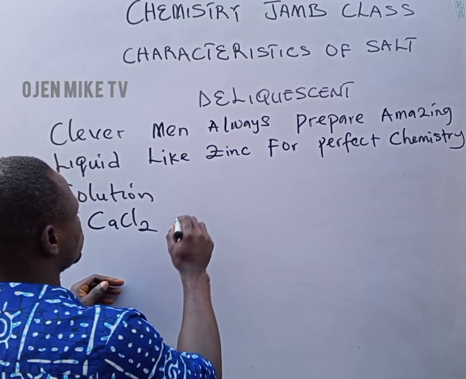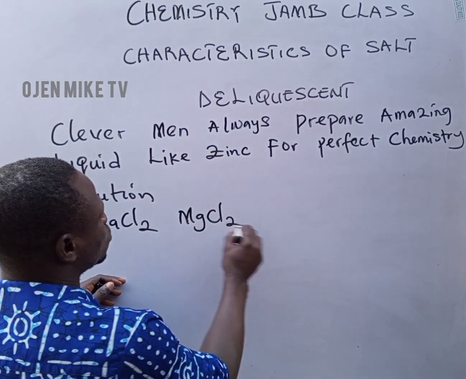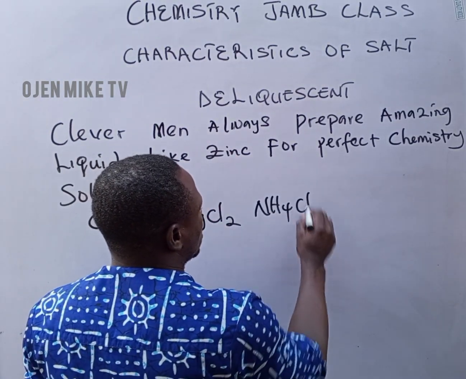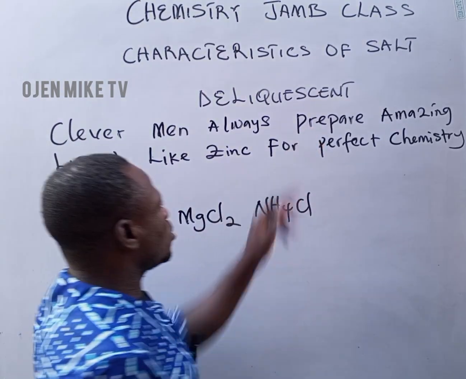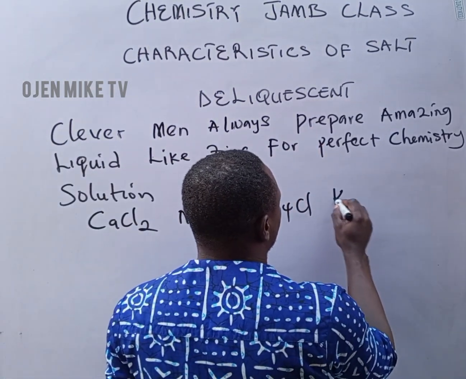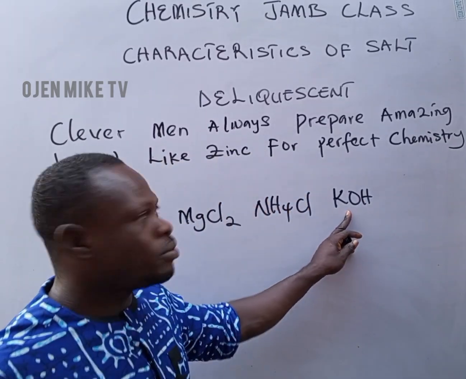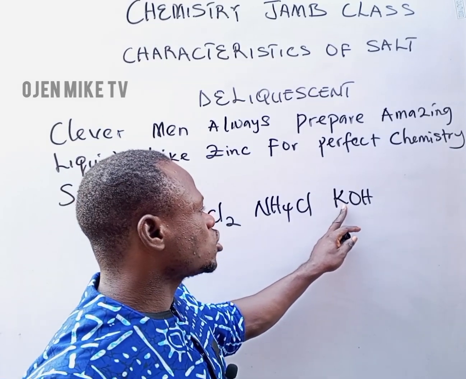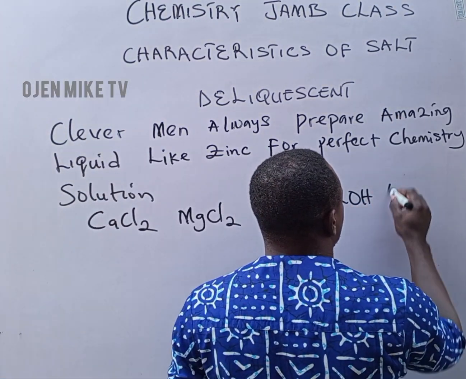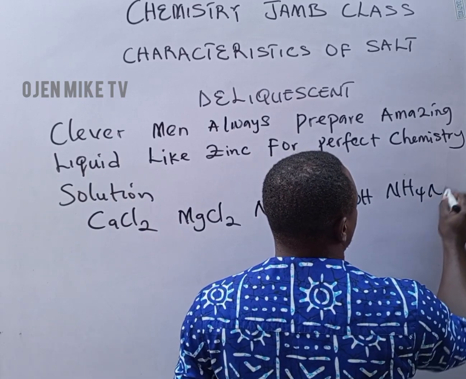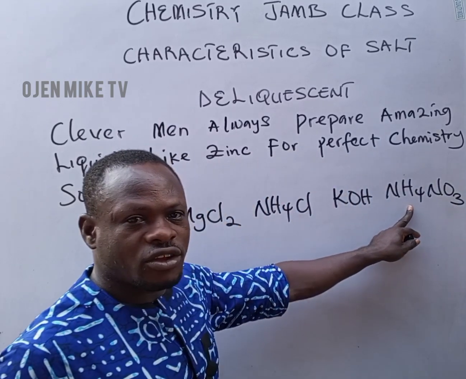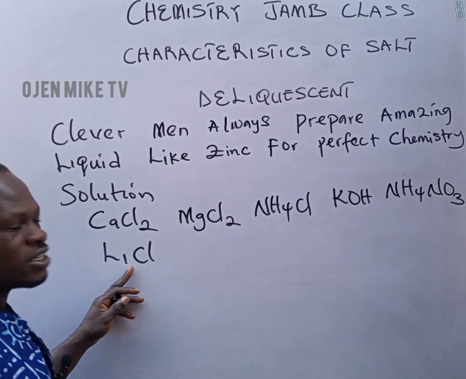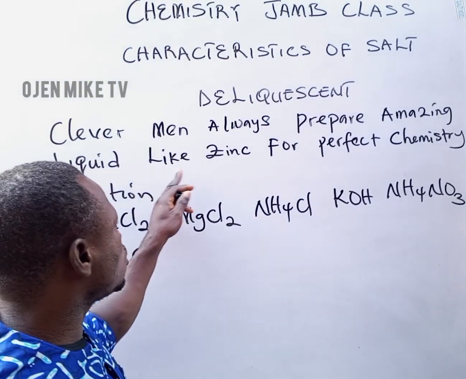The next one is magnesium. Magnesium chloride is another example. We have ammonium. Ammonium chloride is another example. We have potassium hydroxide. Remember P stands for potassium; the symbol of potassium is K. So potassium hydroxide is another example. Here we have ammonium again. Ammonium nitrate is another example. Liquid here stands for lithium chloride. Like is just to make the sentence smooth, so it does not stand for anything.